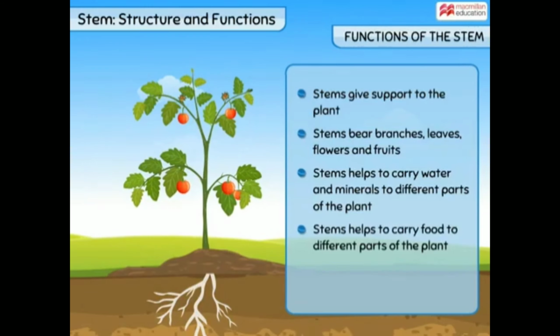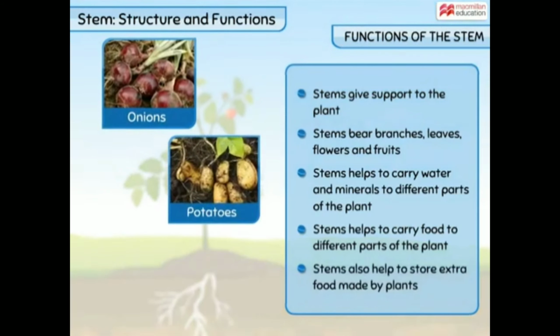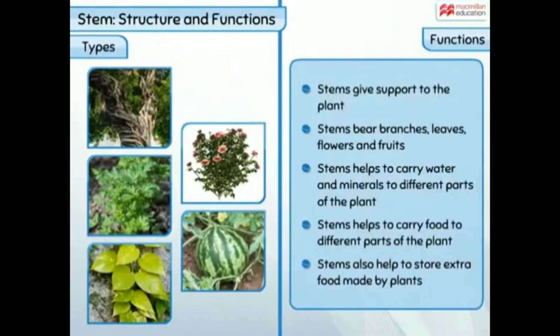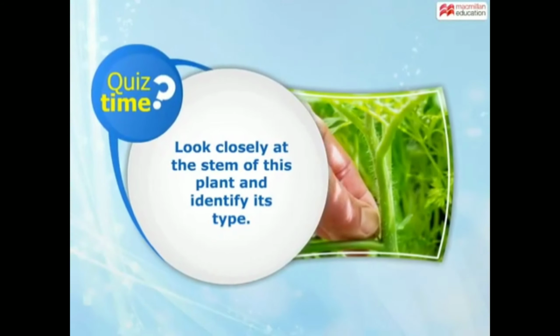So now the functions of stems: stems give support to the plant, already mentioned. Stems bear branches, leaves, flowers, and fruits. Stems help to carry water and minerals to different parts of the plant. Stems help to carry food to different parts of the plant. Stems also help to store extra food made by the plants.